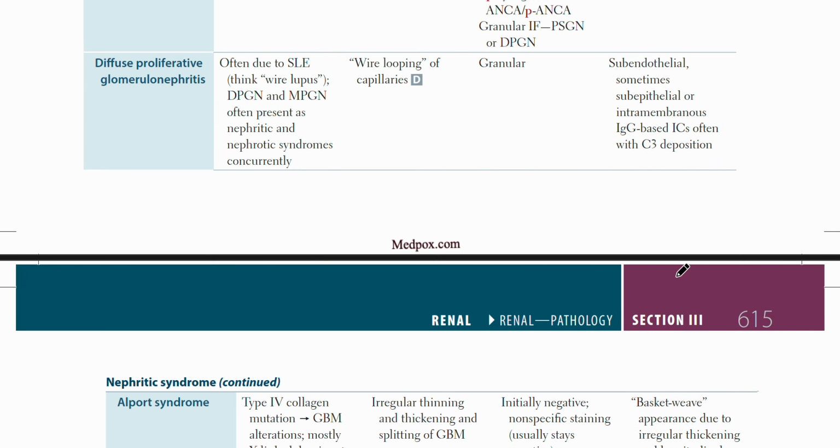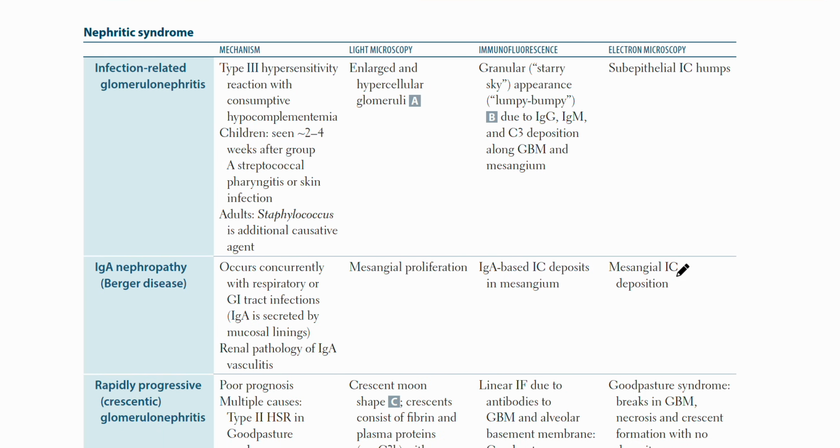Okay. In nephritic syndrome, let's begin with infection-related glomerulonephritis, that is a type 3 hypersensitivity reaction with hypocomplementemia. Infection-related means that there are cases of, for example, beta-hemolytic Streptococcus. This is basically seen in a patient where there is a preceding pharyngitis case. It is seen in small children, school-age children, you can say 5 to 15 years of age.